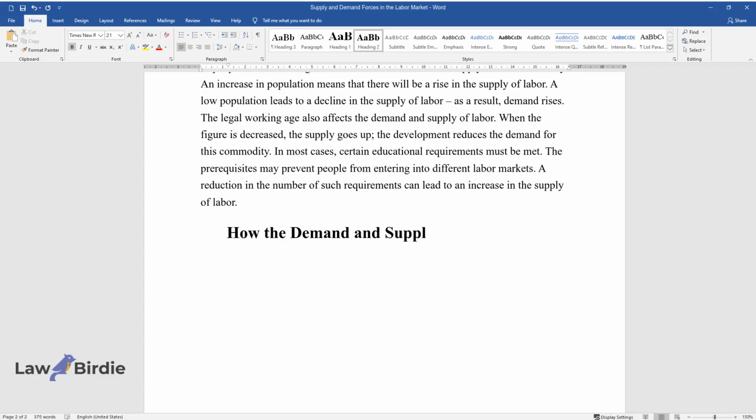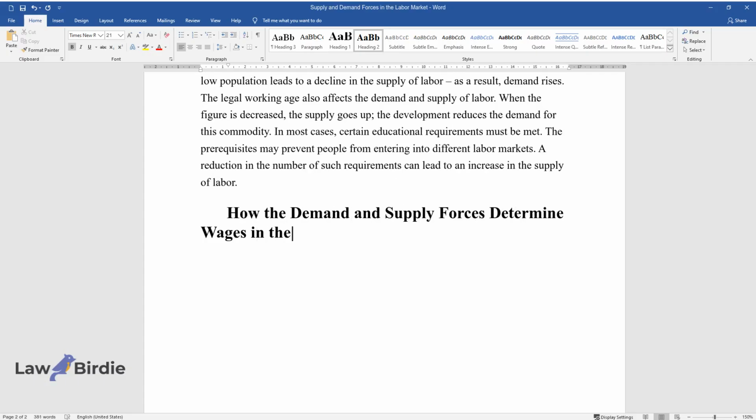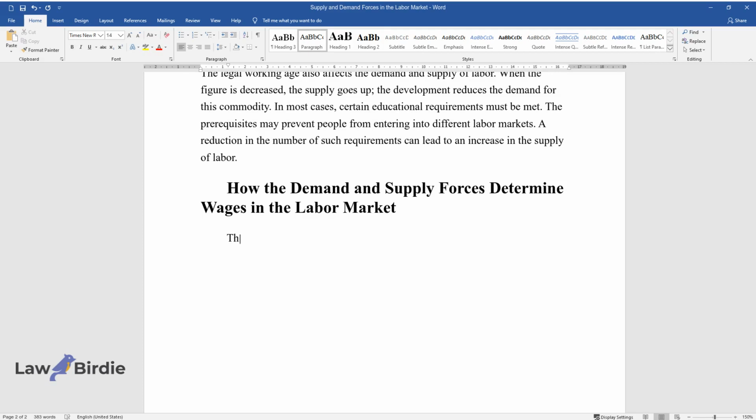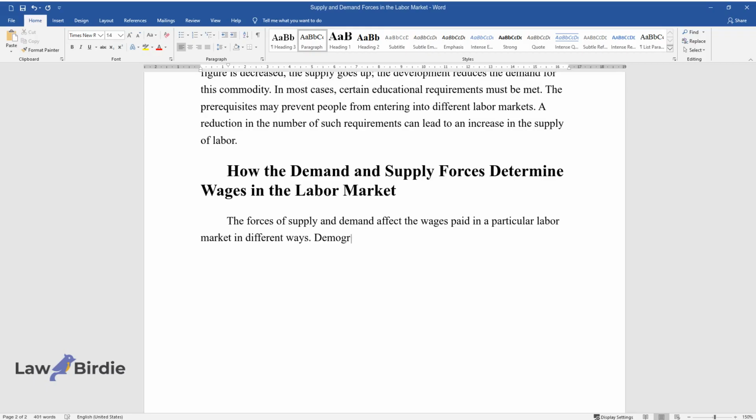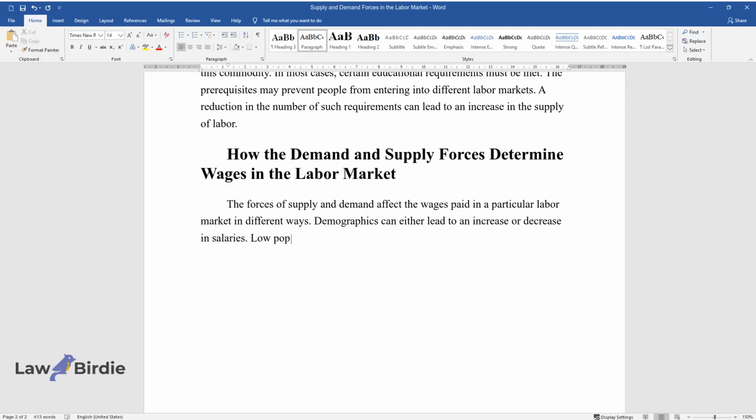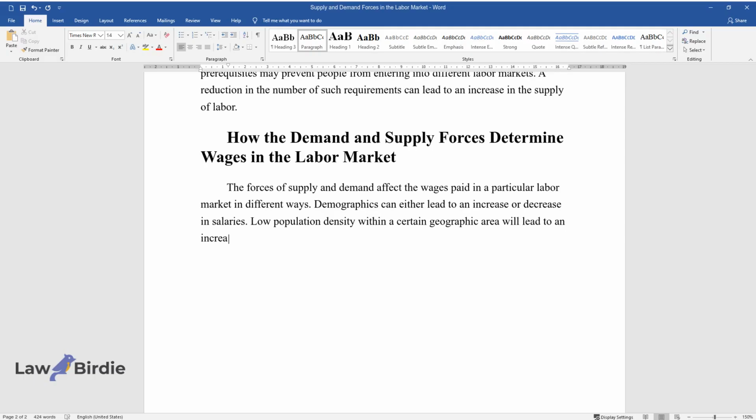How the demand and supply forces determine wages in the labor market. The forces of supply and demand affect the wages paid in a particular labor market in different ways. Demographics can either lead to an increase or decrease in salaries. Low population density within a certain geographic area will lead to an increase in the demand for labor. The increased demand will push the wages up.